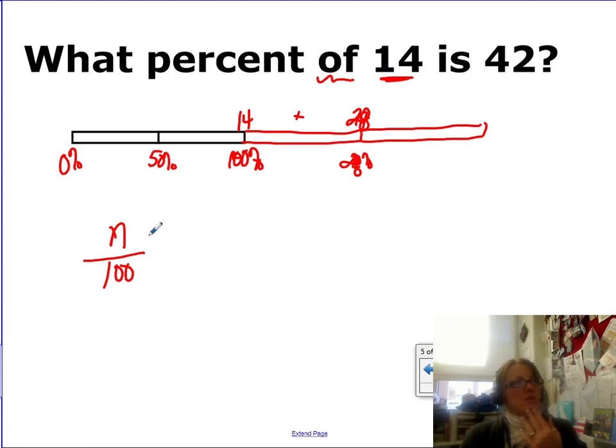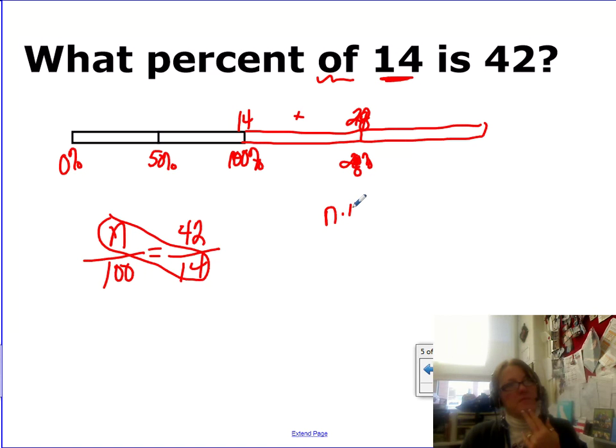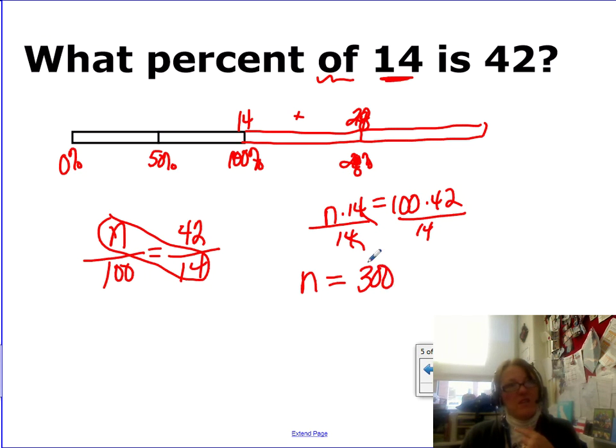Fascinating. If you set it up with the proportion, my percent out of 100 is n, over 42, I should say, over 14. Cross multiply. n times 14 equals 100 times 42. Then we're going to divide by 14. And you should get that n is 300. Aha, 300%. Does your answer make sense?